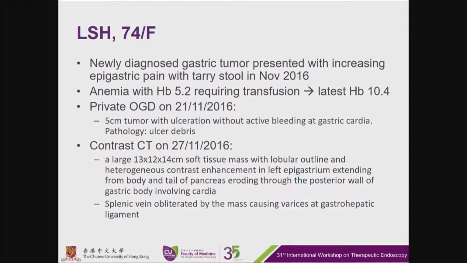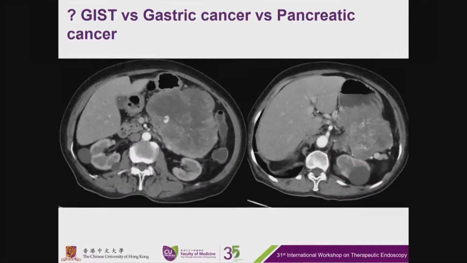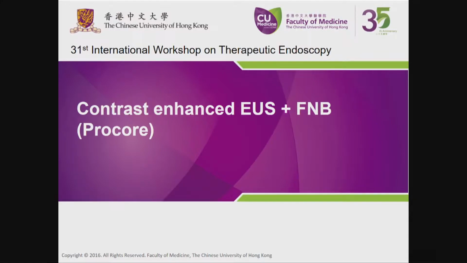Another contrast CT was done showing a large 13 x 12 x 14 cm soft tissue mass with contrast enhancement in the epigastrium, extending from the pancreas and also eroding into the gastric body. Here are the CT images for the tumor. So today we will have contrast enhanced EUS and also FNB with POCOR.